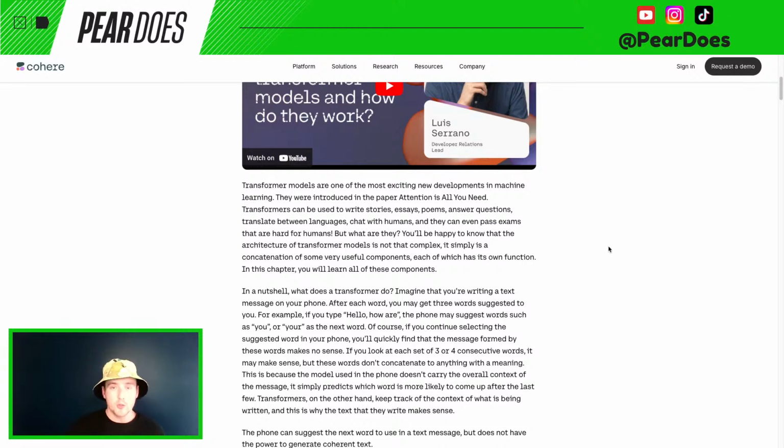So in a nutshell, what does a transformer do? Imagine that you're writing a text message on your phone, and after each word, you may get 3 words suggested to you, right? If you're typing on iMessage, it will autocomplete and show you 3 suggestions that it thinks you're going to use in that sentence. For example, if you type in, hello, how are, the phone may suggest you or your, we, whatever you typically type. And of course, it's going to let you select which of those words you want to use. It may keep continuing recommending words. It may not recommend any words at all if you're at the end of the sentence.